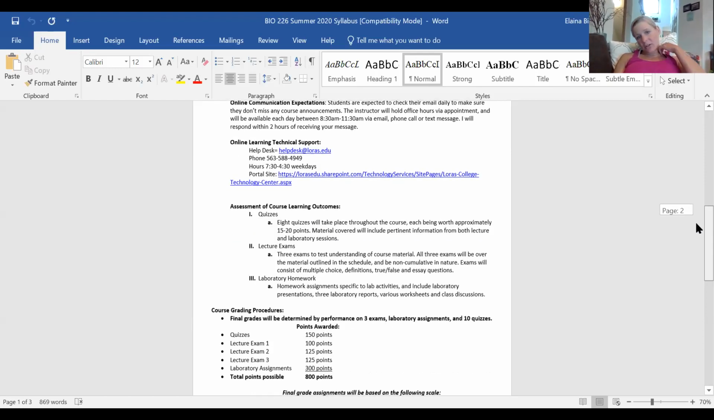Assessment within this course, so there's 8 different quizzes. The quizzes are somewhere between 15 to 20 points each. The material on the quizzes will be primarily from lecture, but there is some lab information included in those as well. 3 different lecture exams. Those will be non-cumulative in nature, so they'll cover the first third of the class, the second third of the class, and then the last third of the class. Format for those will be primarily multiple choice. However, there could be a couple essay questions. I'll post a study guide for you for each of those exams.